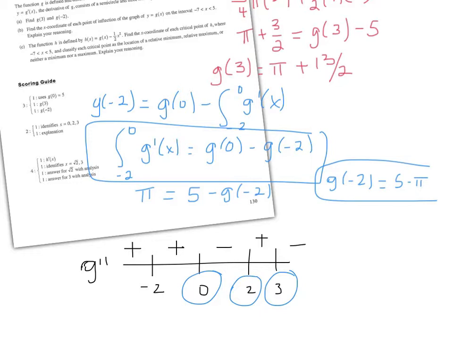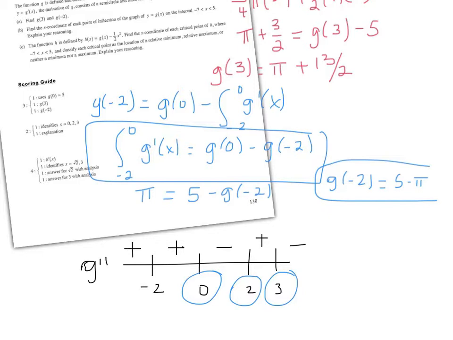Why could you not do that for like a max or min, though, and say changes sign? Yeah, you would need to know which one it was, like a maximum or minimum. So you would need to know that it went from positive to negative to be a maximum, or negative to positive to be a minimum. Does that make sense? So you can't just say changes sign. All right, so you get 1 point for identifying your possibilities, 0, 2, and 3, and 1 point for explaining why those are points of inflection.